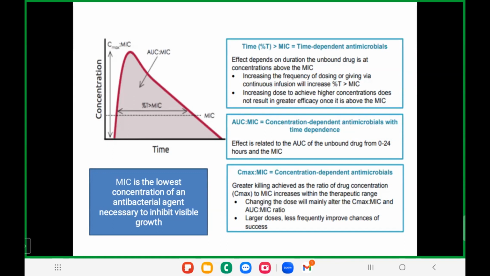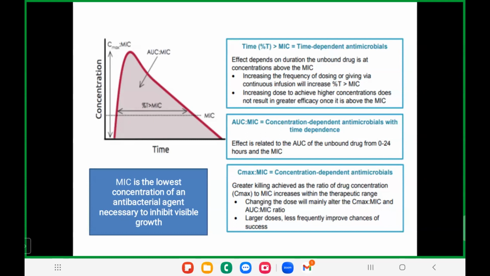Time dependent antimicrobials, you need to give more time to act, so you need to increase the frequency. Concentration dependent, they don't need to increase frequency. There you need to increase the concentration by giving a loading dose or OD doses. So depending on that, you need to choose the dose and frequency of antibiotics.